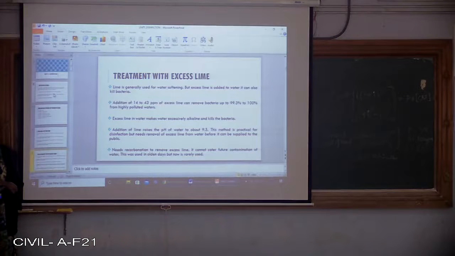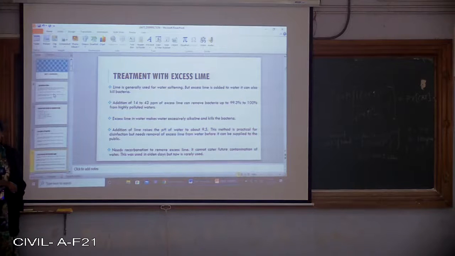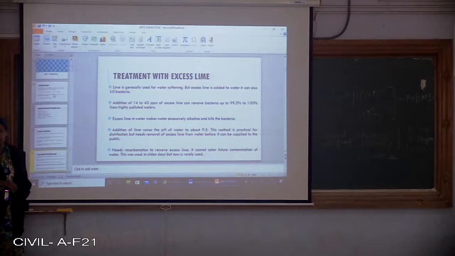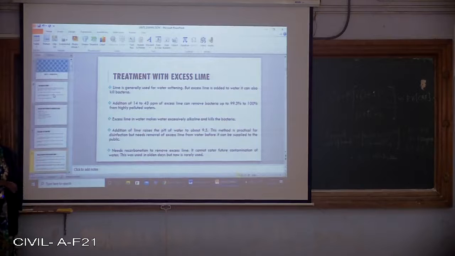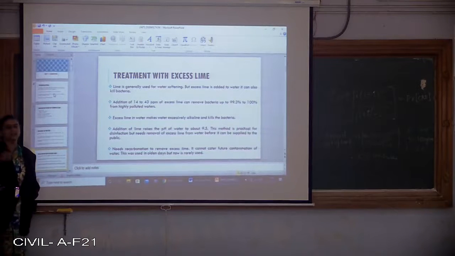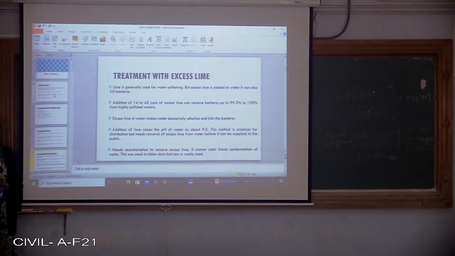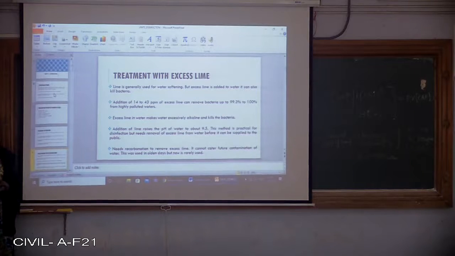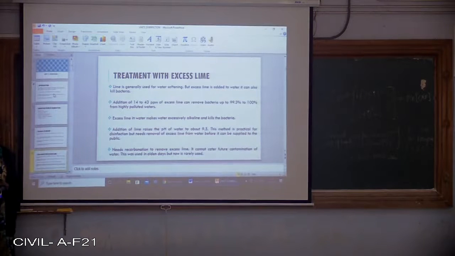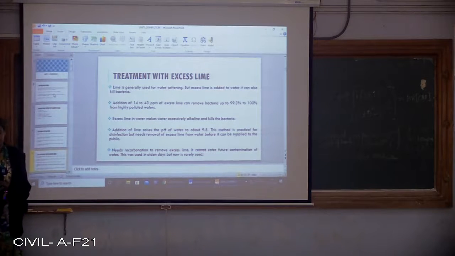Addition of 14 to 43 ppm of excess lime can remove bacteria up to 99.3% to 100% from highly polluted waters. Whenever water comes during the rainy season, normally we see that the water will be turbid in nature. At that time, whenever you add 14 to 43 ppm of excess lime, it is going to kill about 100% of these infectious bacteria. So by this we can avoid the pollution of water.